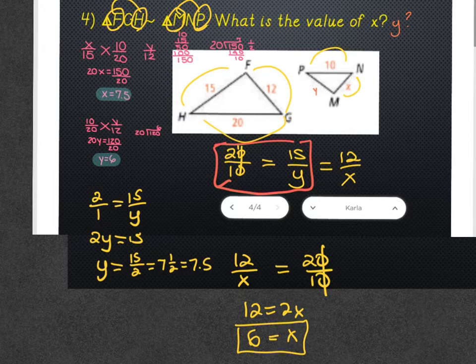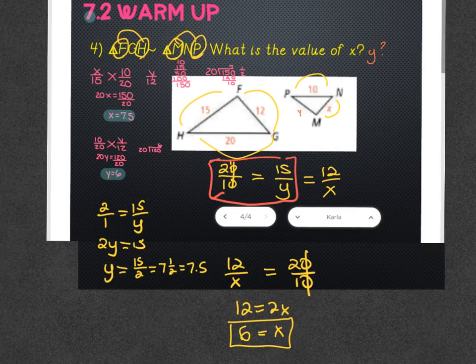Do you leave 12 over x? 12 over x would equal, it was 20 over 10, but then I reduced the 20 over 10 to 2 to 1, and then cross multiply. So it should be x is 6. So you're using 20 over 10 with x in? So she just switched the letters up here. It should be y and x.